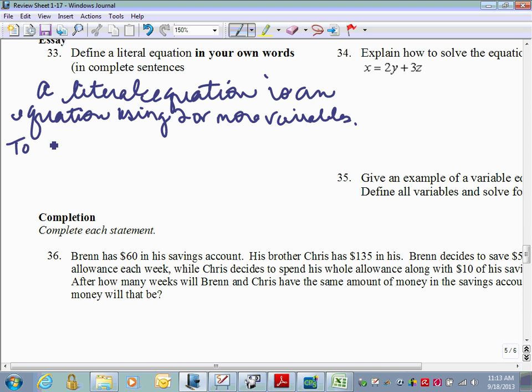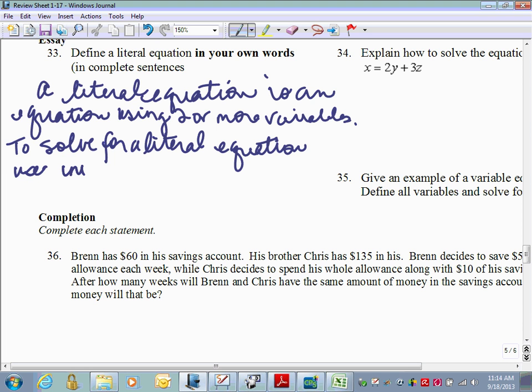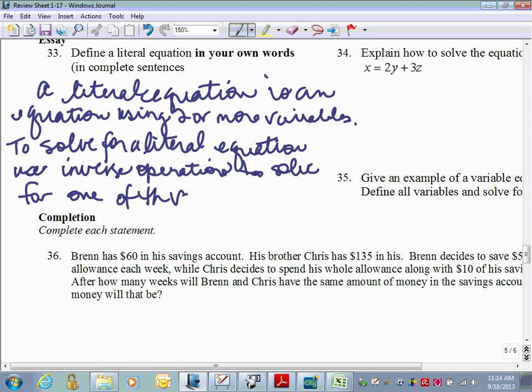Okay, to solve for a literal equation, use inverse operations to solve for one of the variables. Forgot the E. All right, number 34.